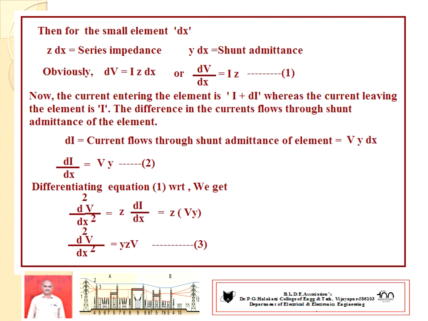Hence, differentiating equation 1 with respect to x, we get d square V by dx square equals z into dI by dx, that is z into Vy. So we write equation number 3: d square V by dx square equals V y z. This develops equation number 3.